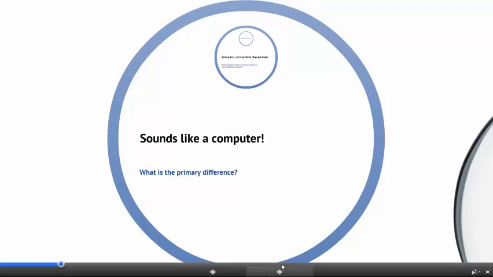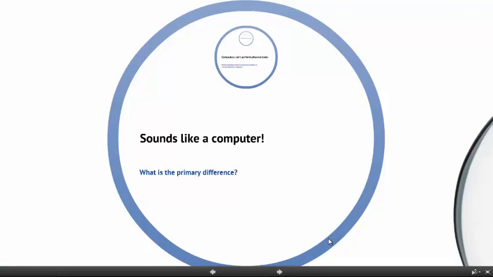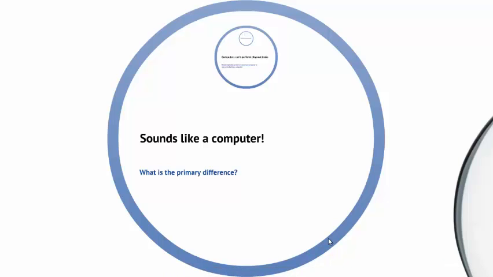Now you may say, well, that sounds a lot like a computer. A computer has an input and output, it carries out a set of instructions, it's a mechanical device, although it also has electronics as well. It meets all those criteria that we just discussed. So what is the difference between a computer and a robot?